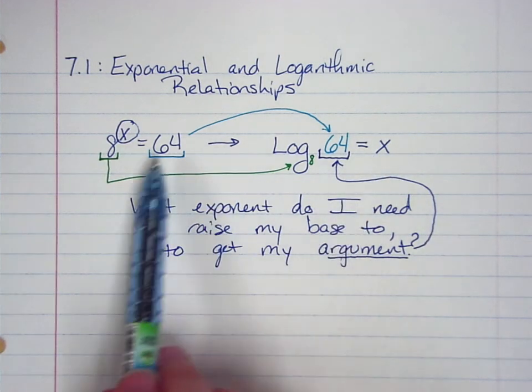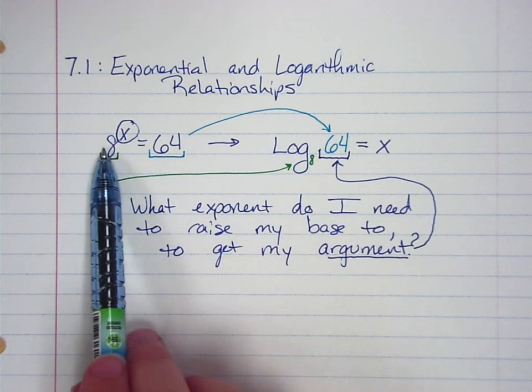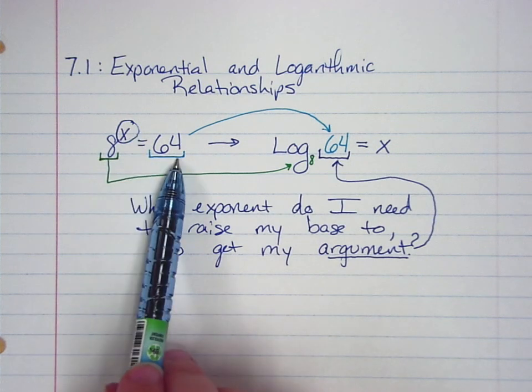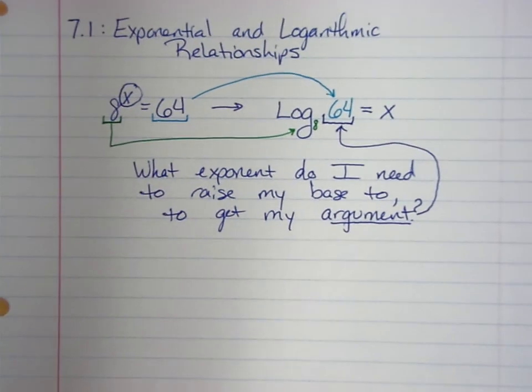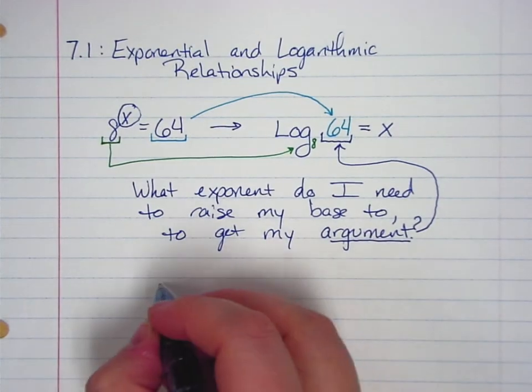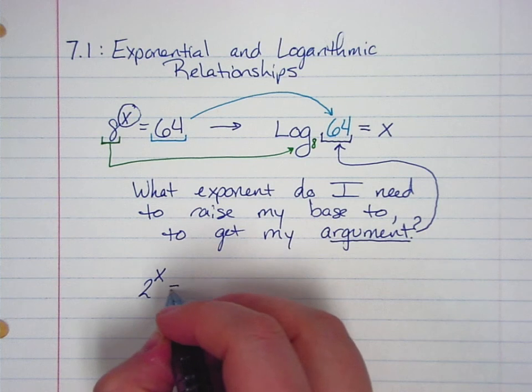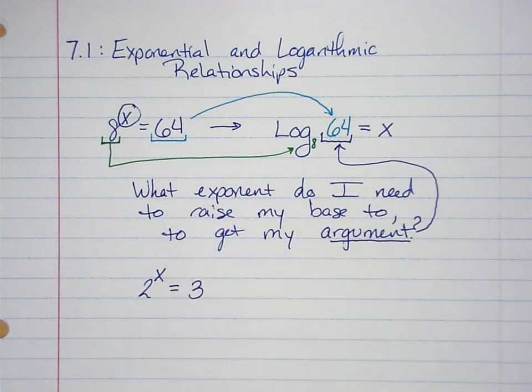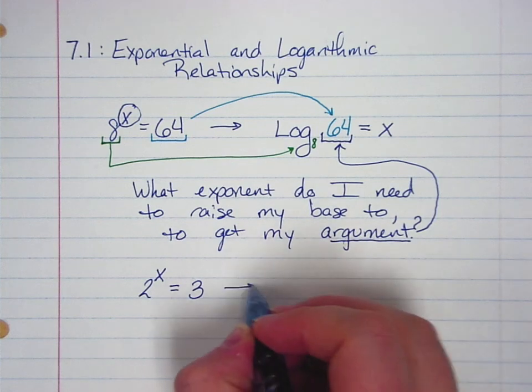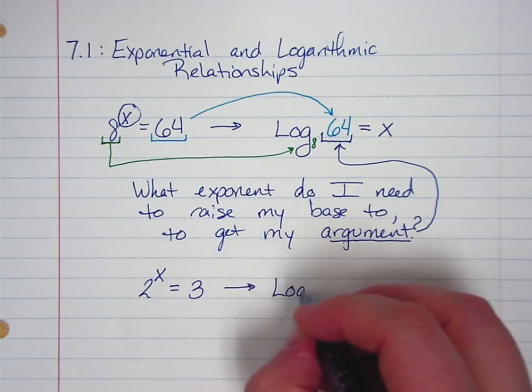Now, of course, this example here is very simplistic. We all know that 8 squared is equal to 64. But they're not always that easy. You might have something like 2 raised to the x power equals 3. Now, we can't do that in our heads. So we would need to transform this into a logarithmic equation.